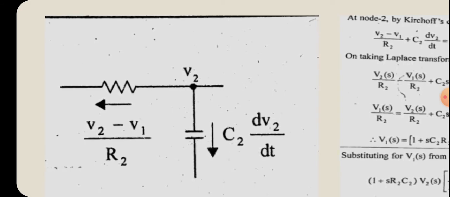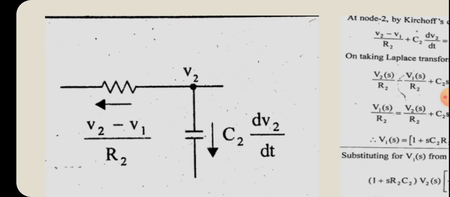Since it does not contain any voltage source, the current through C2 will be equal to C2 into dV2 by dt, and the current through R2 will be equal to V2 minus V1 by R2. And here we are taking V2 minus V1.